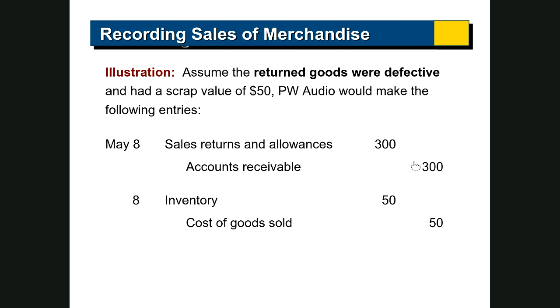So we credit accounts receivable 300 and we debit sales returns and allowances. But we cannot add 300 back to our inventory because the item is defective. Follow, the item is defective. We can only put a $50 value on the item. So we will add the inventory back, but it will be added at $50 instead of 300 because it's defective. Are you following?